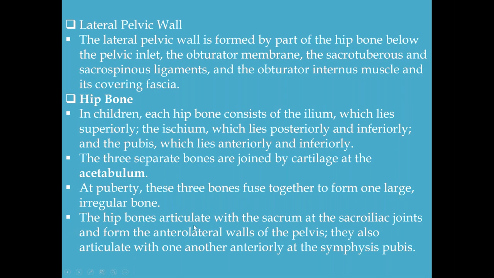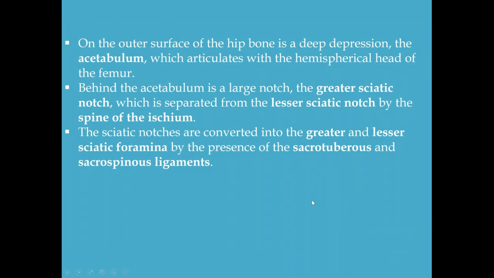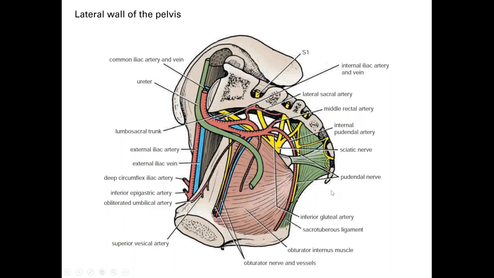The hip bone articulates with the sacrum at the sacroiliac joint and forms the anterolateral wall of the pelvis. They also articulate with one another anteriorly at the symphysis pubis. So the hip bone articulates posteriorly with the sacroiliac joint and anteriorly at the symphysis pubis. This is about the lateral wall of the pelvis.